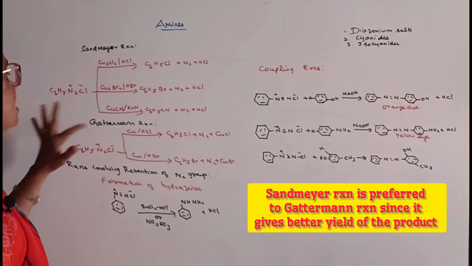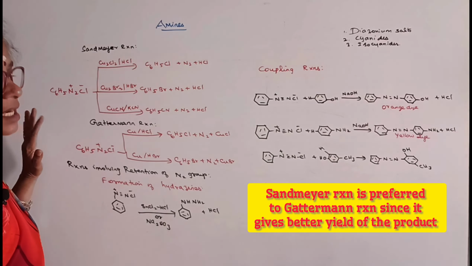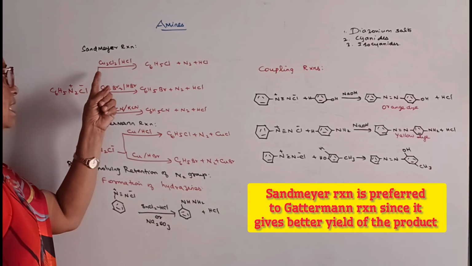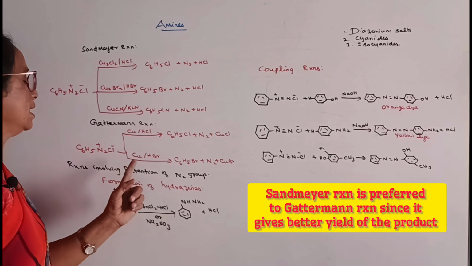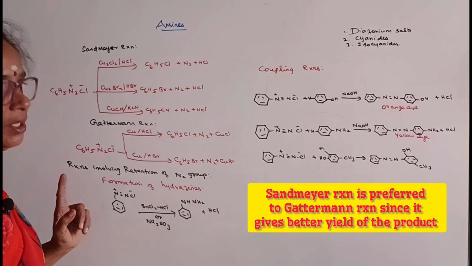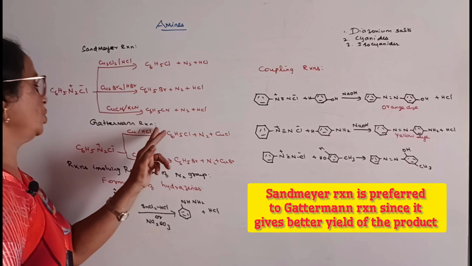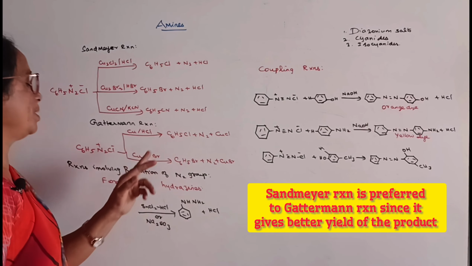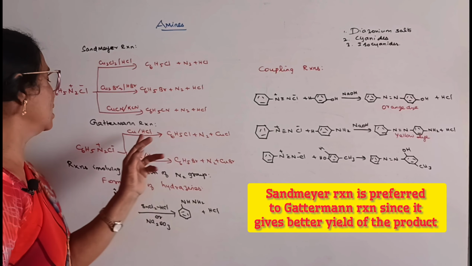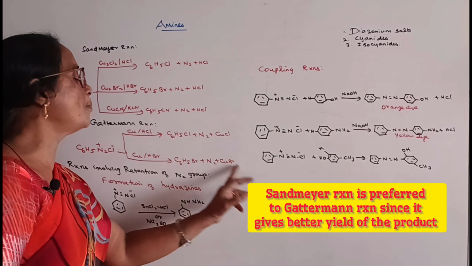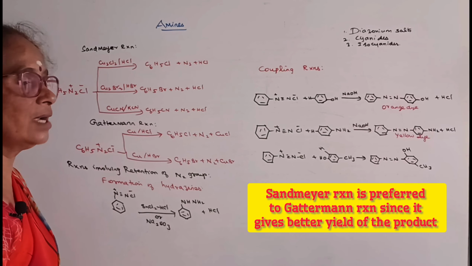Gattermann reaction is just similar to the Sandmeyer reaction, but in this case, instead of copper(I) salt, we take copper metal with HCl or copper metal with HBr. Here also, when you take HCl, we get chlorobenzene, or when we take HBr, we get bromobenzene. So here the halides are converted into copper(I) chloride or copper(I) bromide.